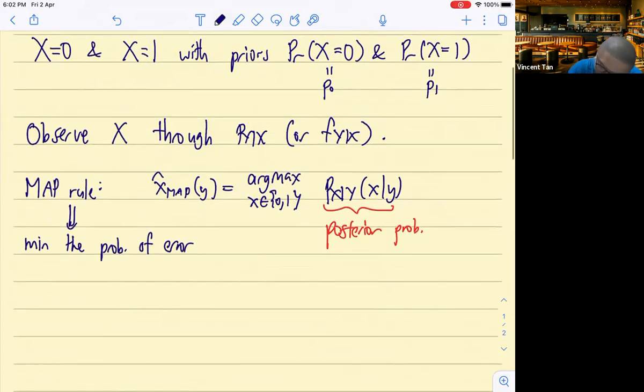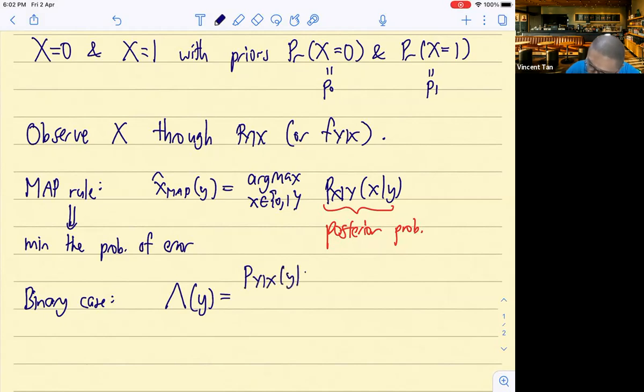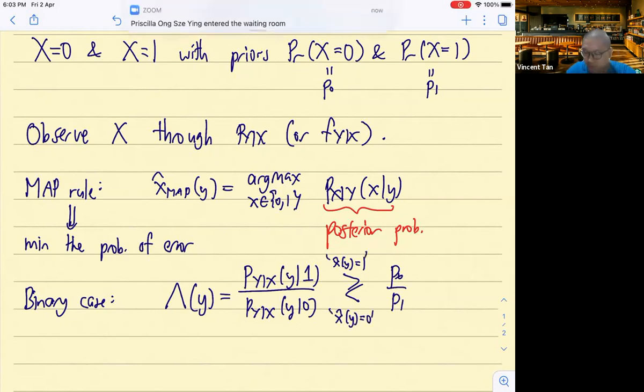In the binary case, which we focused on last time, all that entails is to basically form the likelihood ratio, which is denoted in the book by lambda of y. That is basically P of y given X equals 1, this is the convention, over P of y given X equals 0. That's the likelihood ratio. And we make a comparison to P0 over P1. Now, if the upper inequality is true, then we will decide that X hat of y is equal to 1. Otherwise, we will decide that X hat of y is equal to 0. I like to put this apostrophe here to make sure that we are deciding. So this is what we talked about last time.